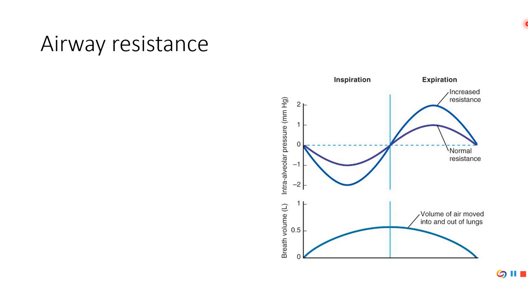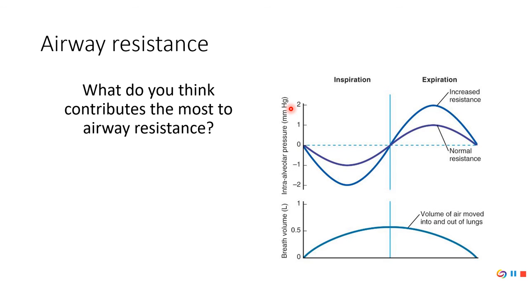So the first one was smooth muscle contraction, which will affect the diameter. I want you to take a look at this figure here. We've got one person, two conditions. One where we've got increased resistance and one where we've got normal resistance. Notice in both cases they're taking the same amount of air into their lungs. But what's going on with pressure?